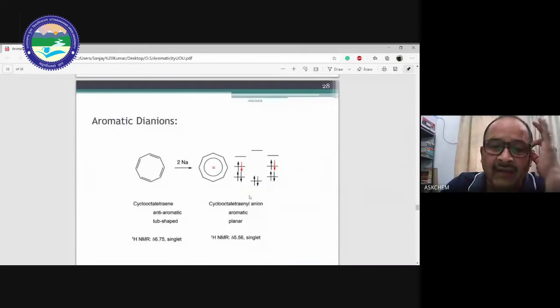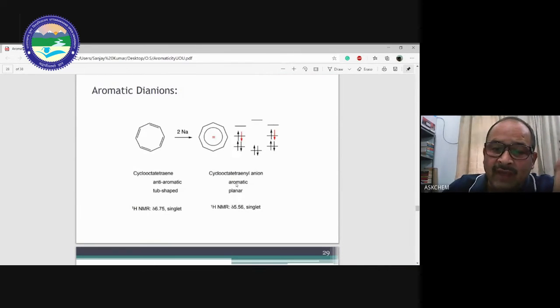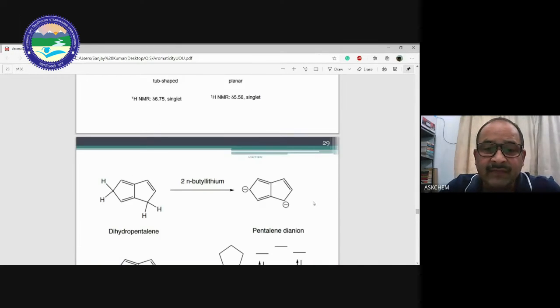Now the aromatic dianion: this is cyclooctatetraene with 2 Na, it gains 2 electrons from the alkali metal, and the 2 electrons are to be occupied in this orbital, making it all bonding, making the cyclooctatetraene dianion. The neutral compound is a 4n system, so it is anti-aromatic; it is tub shaped. Of course, the cyclooctatetraenyl dianion is aromatic, and it is planar. Its NMR is 5.56. Its NMR is -6.75. The minus sign has been lost here.